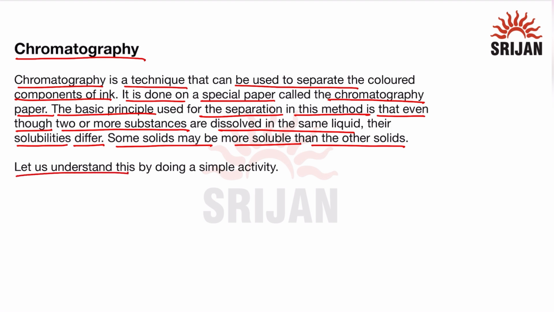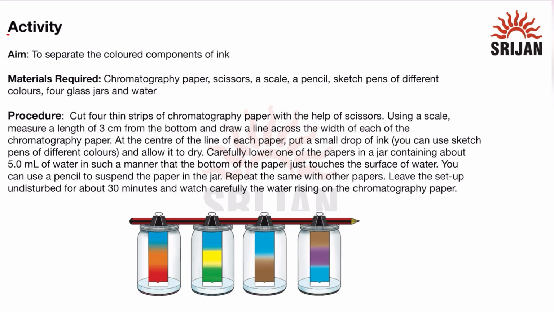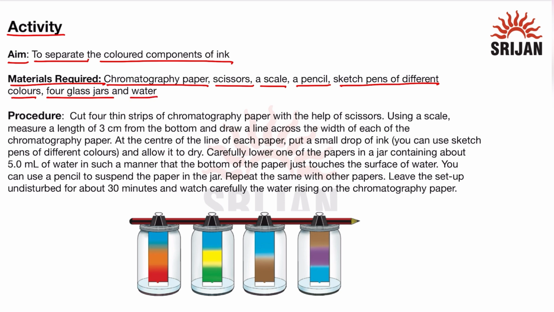Let us understand this by doing a simple activity. Now let us read about this activity. The aim of this activity is to separate the colored components of ink using the method of chromatography. The materials required are the chromatography paper, scissors, a scale, a pencil, sketch pens of different colors, four color jars, and water. Now the procedure is: cut four thin strips of chromatography paper with the help of scissors.